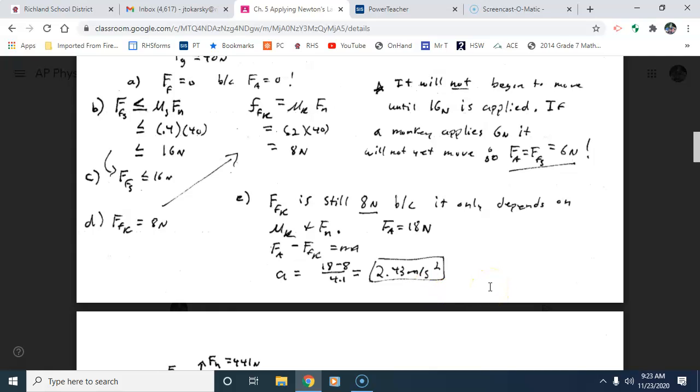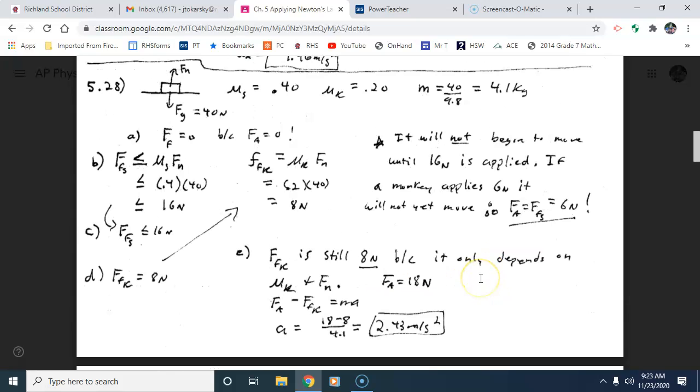And if you're pushing with 18, you have clear unbalanced forces, so you're going to speed up if you're pushing harder than what friction's pulling, right? And we speed up with an acceleration rate of 2.43 meters per second squared. So mainly that problem was all about how much we understand static and kinetic friction and how they all work. Does that make sense? All right, what other ones we got?